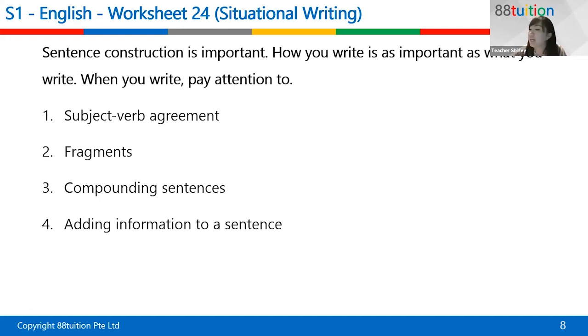So what we can do is pay attention to subject-verb agreement. Fragmented sentences means incomplete sentences. So if you do not write in a full sentence, it is considered a fragment. It is not complete. And then also take note of compound sentences, because compound sentences means you have two simple sentences and you put them together. And also be careful when you add information to the sentence itself.